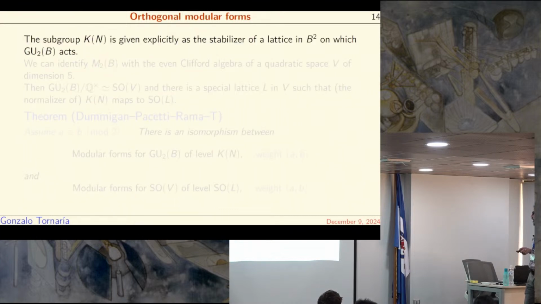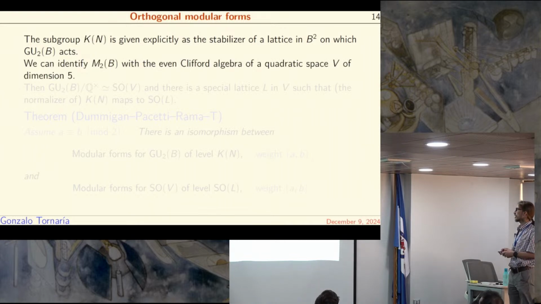All right. So the subgroup K(n), similarly to what I explained about the paramodular group, on this side, the quaternion algebra side, is given explicitly. We give explicit formulas, and it's really the stabilizer of some lattice in B^2 on which GU2(B) acts.